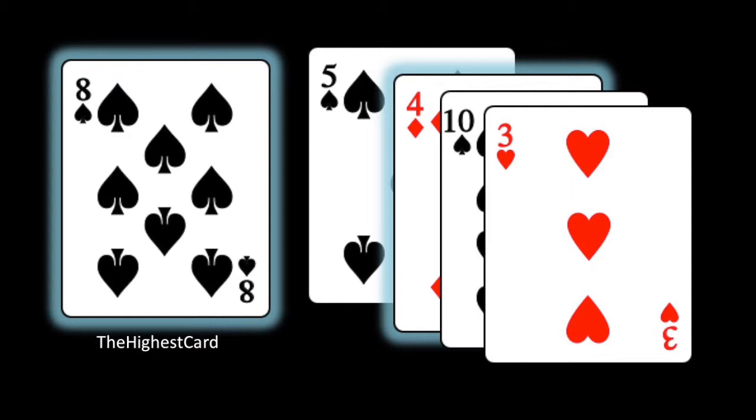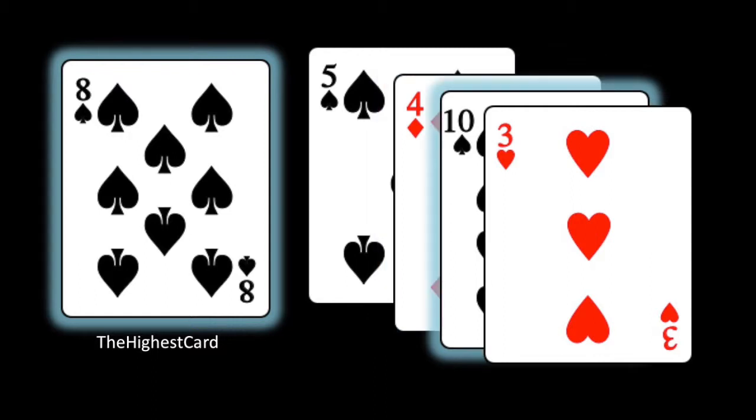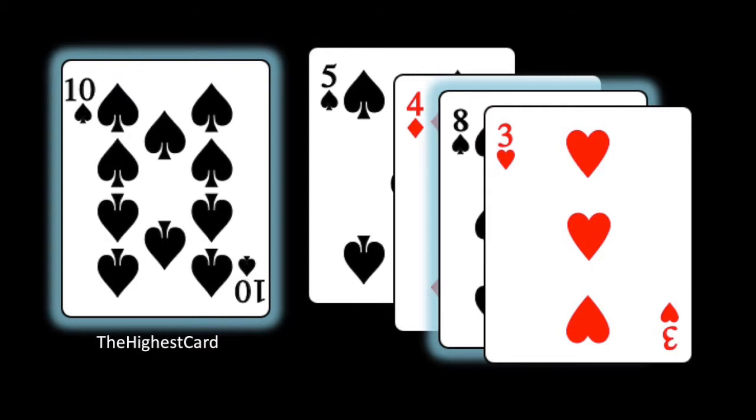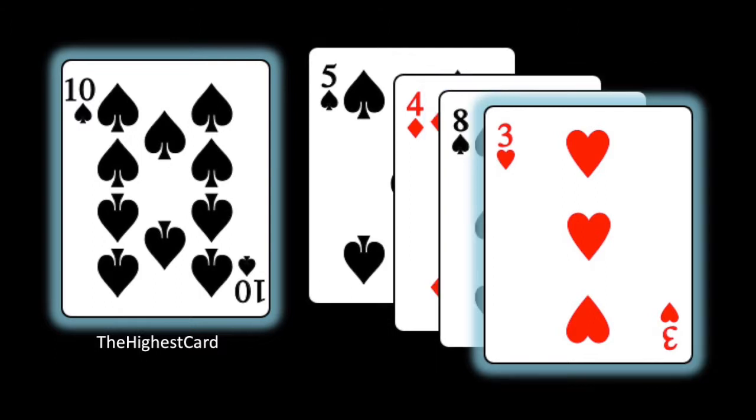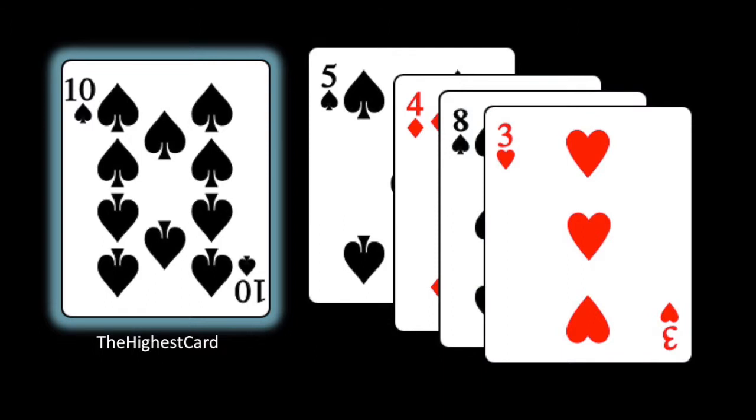Next, we compare our current highest card with card 3. Now, card 3 has a value of 10, which is greater than 8, so we'll now assign the value 10 to the variable the highest card, and that is currently the highest card we've seen so far. Finally, we'll compare the current highest card with card 4. 3 is less than 10, so our current highest card still is the highest card. And of all 5 cards we've looked at, from card 0 through card 4, the 10 is the highest card. So that's the card that we'll return.